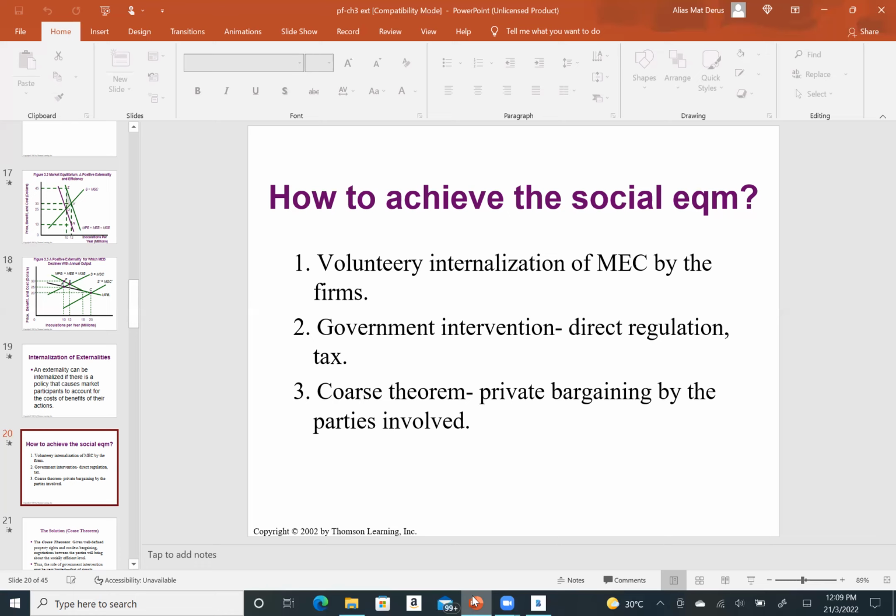Number two, the government will intervene. The government will intervene through law or regulation. For example, smoking of cigarettes. What is the government intervention in terms of smokers? I think you know it. Give me an example of the government intervention.